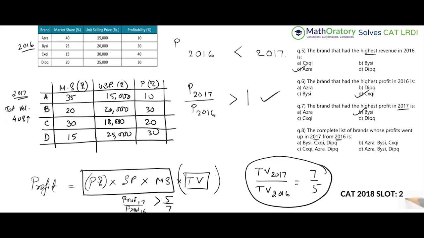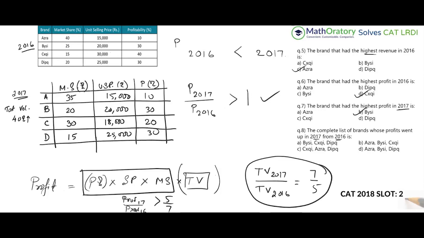So this product is what I'm talking about. If this is greater than 5 by 7, then the profit ratio that I talked about has to be greater than 1, right? So if you're good with these comparison techniques, you can do it mentally itself. So this is just a proportionality idea, the variance idea.